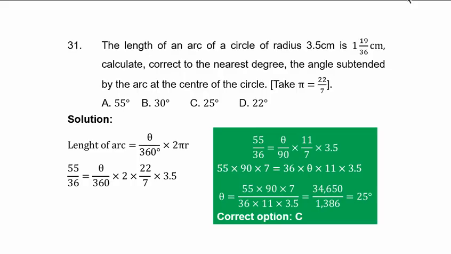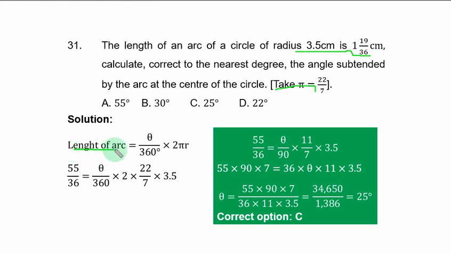Question 31. The length of an arc of a circle of radius 3.5 is 1 whole number 19 over 36 centimeters. Calculate, correct to the nearest degree, the angle subtended by the arc at the center of the circle. Take pi equal to 22 over 7.